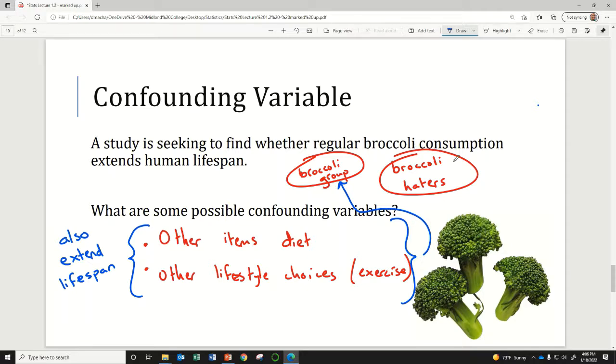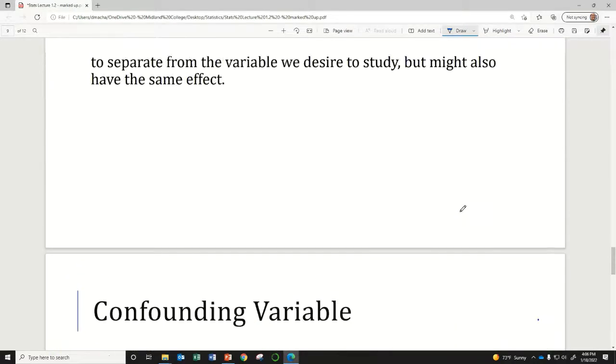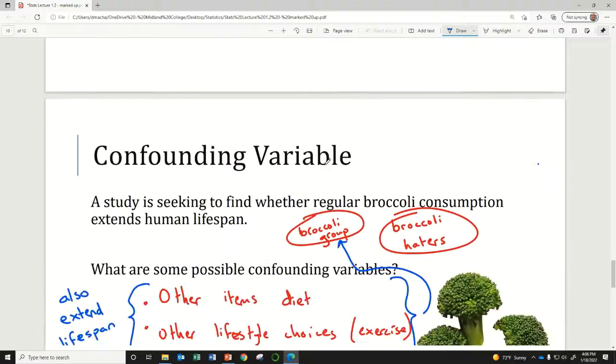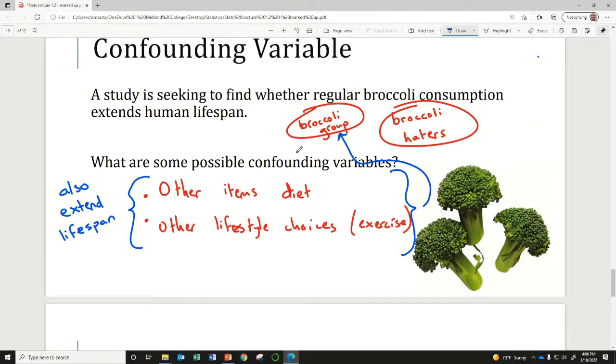And so this is what makes it a confounding variable, where a confounding variable is a variable that is difficult or impossible to separate from the variable we desire to study. So what we want to study here is the effect of broccoli on lifespan. But what's difficult to separate is the effect of exercise on lifespan and the effect of other diet factors on lifespan, because those might also have the same effect of increasing lifespan. So it would be difficult to study just the effect of broccoli.